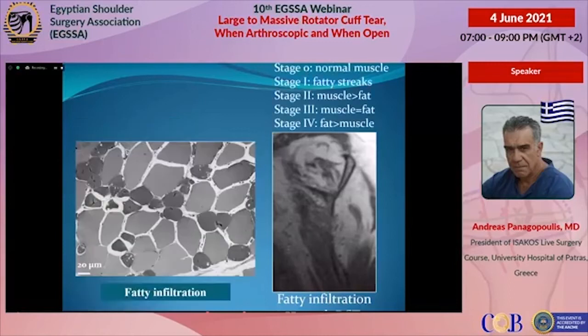So fatty infiltration is very important, and Goutallier classified this fatty infiltration into different stages, and according to the stage, this tear can be repaired or can be irreparable.